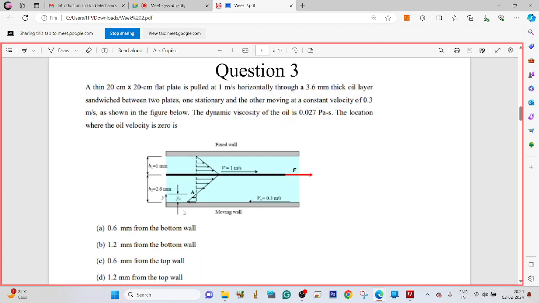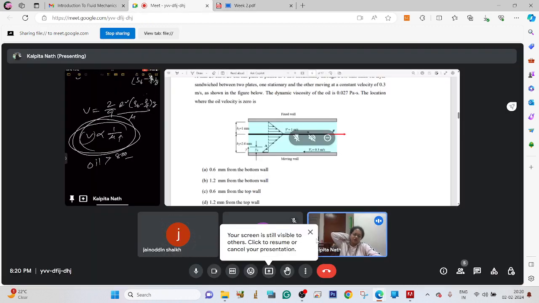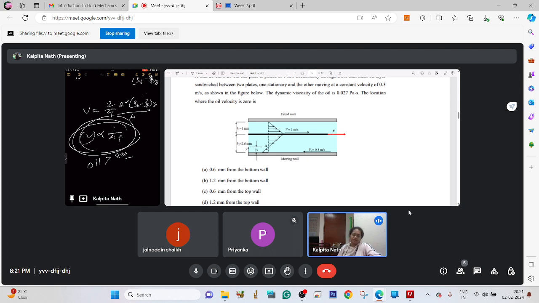Let me magnify this a bit. So basically we need to find ya, the distance at which the velocity will be 0. Have you understood? Or do I need to explain it again? Anyone? Do you have any doubts? Okay, no doubts then. I'll give you 2 minutes to solve this, then we'll proceed with the solution. Any doubt? You can solve it, right?